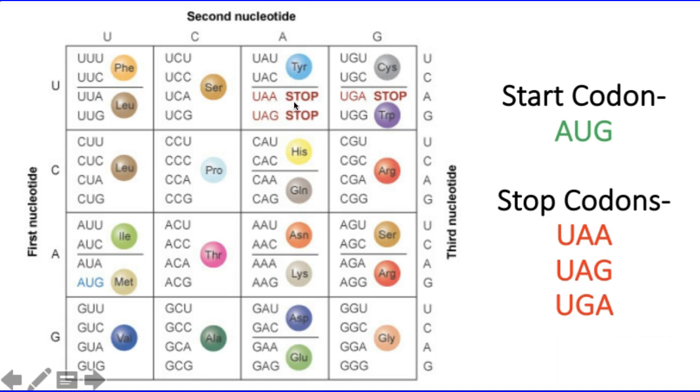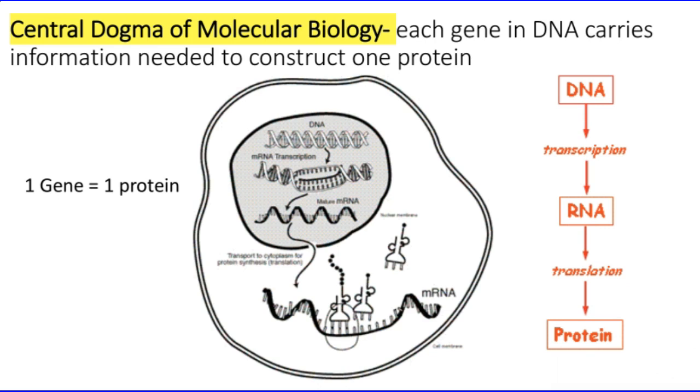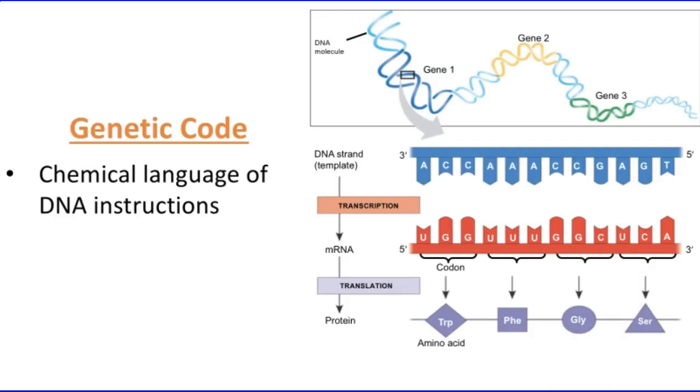UAA is a stop codon, UAG is a stop codon, and UGA. So whenever you get to these 3 codons, you know that is the spot where you're going to stop creating the protein you're working on. So the genetic code itself is the chemical language of DNA instructions. And this is what we're going to be looking at today.